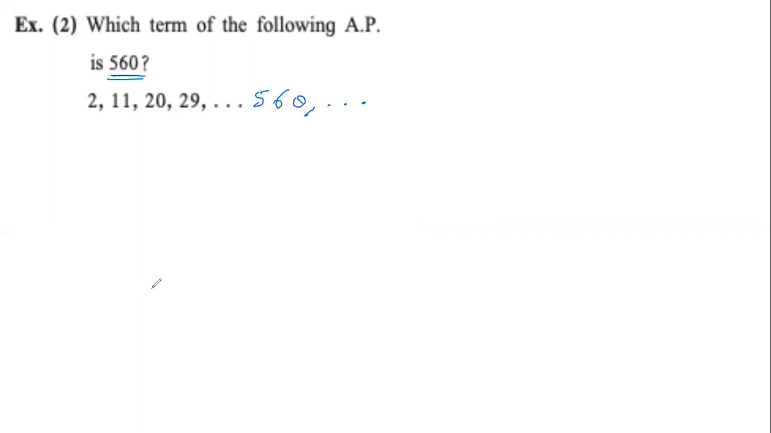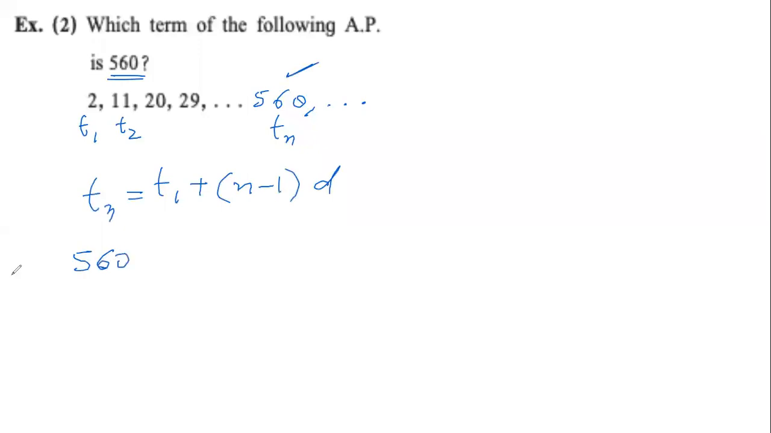We don't know which term it is, but what we know is this is T1, this is T2. So we can say let 560 be the nth term. Now we know that Tn is T1 plus n minus 1 into D. We just said that let 560 be Tn. Okay, 560.